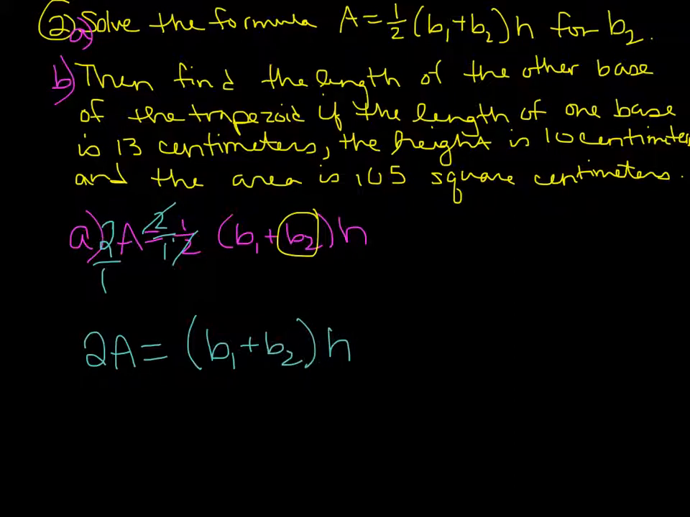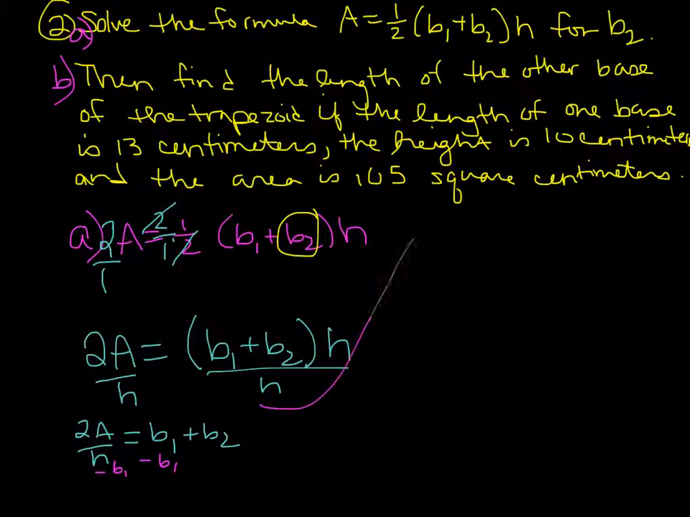So then I now have this. From there, my next step is to get rid of that H. I'm going to do that by dividing both sides by H. So once I do that, I'm going to get 2A over H equals B1 plus B2. The last step on this is to move over the B1.